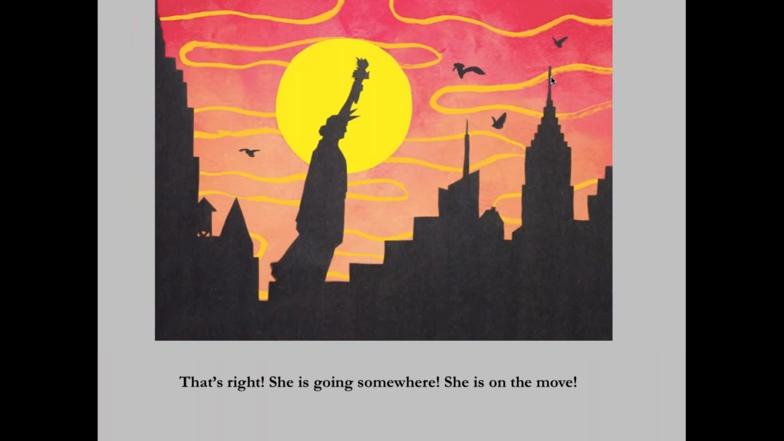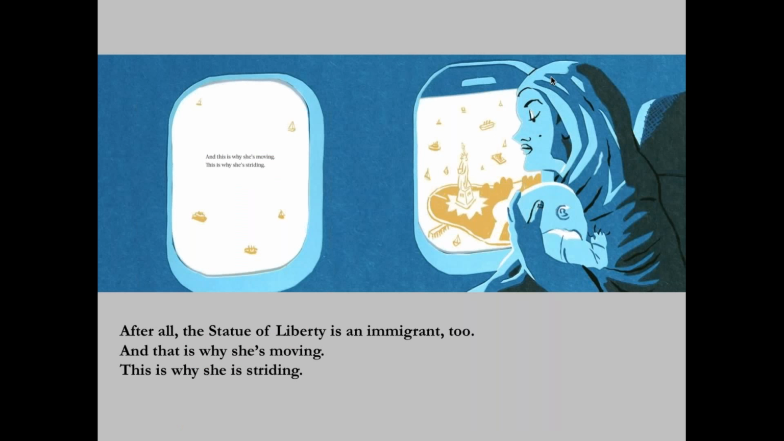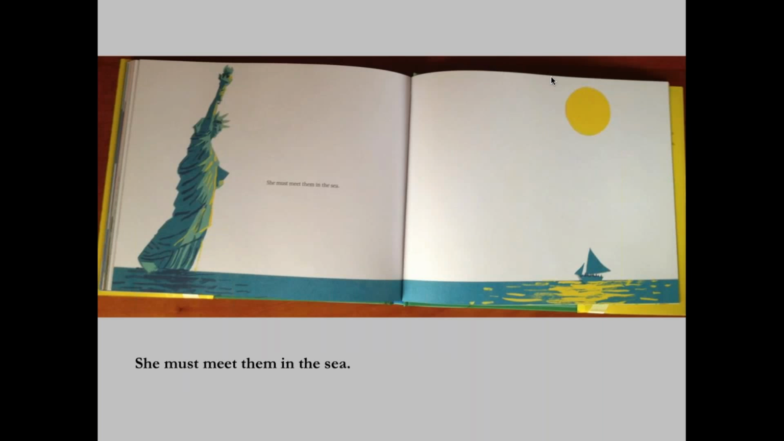That's right. She is going somewhere. She is on the move. If the Statue of Liberty is a symbol of freedom, if the Statue of Liberty has welcomed millions of immigrants to the United States, then how can she stand still? After all, the Statue of Liberty is an immigrant, too, and that is why she's moving, that is why she's striding. In welcoming the poor, the tired, the struggling to breathe free, she is not content to wait. She must meet them in the sea.